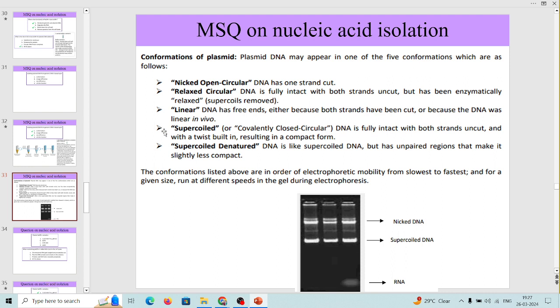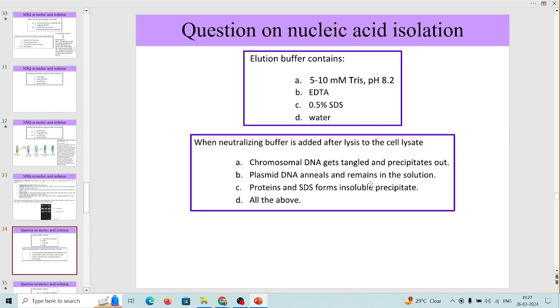This is your plasmid DNA. So covalently closed and circular. DNA is intact, both the strands are uncut and with a twist built in, resulting in a compact form, and that is why the supercoiled DNA is running faster than the nicked DNA. Then there is supercoiled denatured DNA, which is also going to run faster than nicked DNA. So the conformations are listed here from slowest to fastest, and for a given reason they run at different speeds in the gel electrophoresis. Fine, then we will go to the next question.